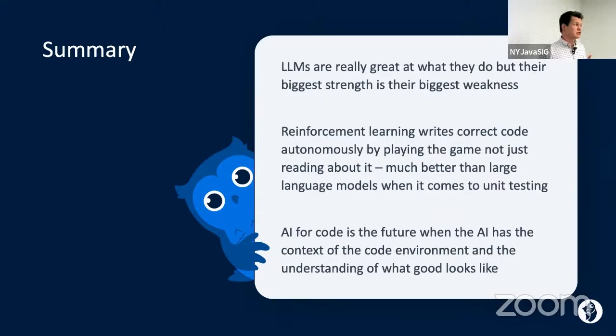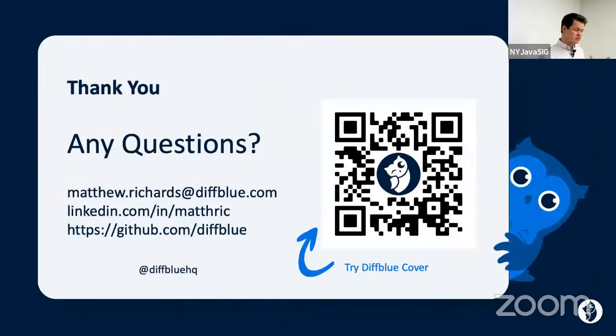Reinforcement learning writes code autonomously by playing the game, not just reading about it. So it's much better than large language models when it comes to unit test writing. And AI for code is the future when we have the context of your environment and we understand what good looks like, and we have a model that can use those to write good unit tests. So I hope that was interesting, and I hope you learned something.